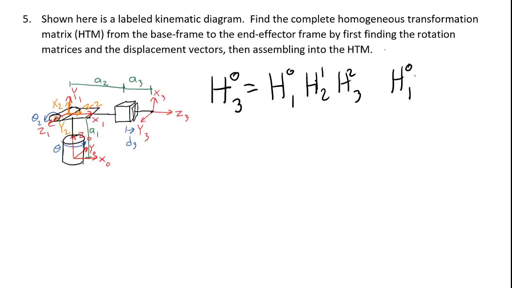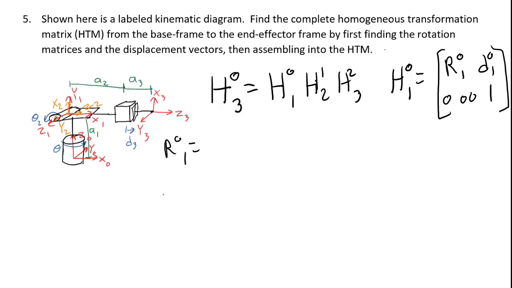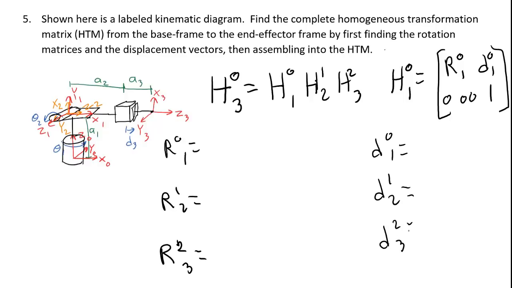Each of the individual matrices is made up of the rotation matrix, the displacement vector, and then 3 zeros and a 1 at the end. So in order to get each of these 3 homogeneous transformation matrices, I need to find R01, R12, and R23, and then I also need to find D01, D12, and D23. Let's start with the rotation matrices.